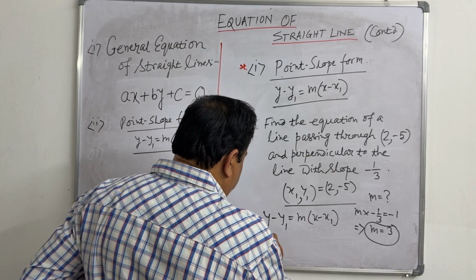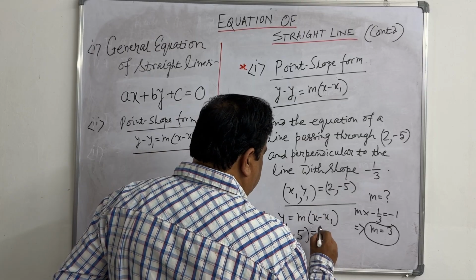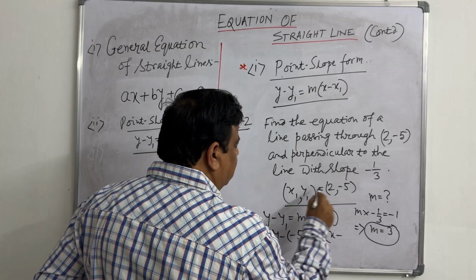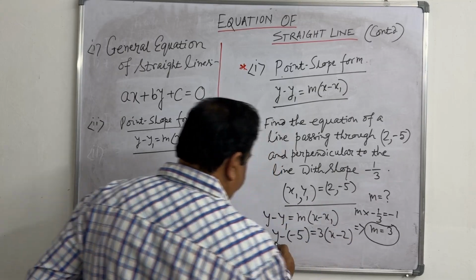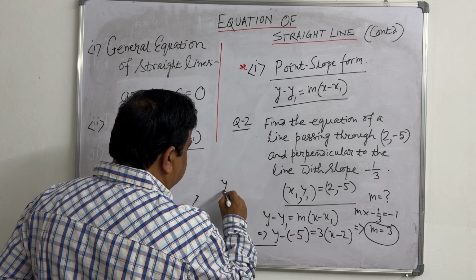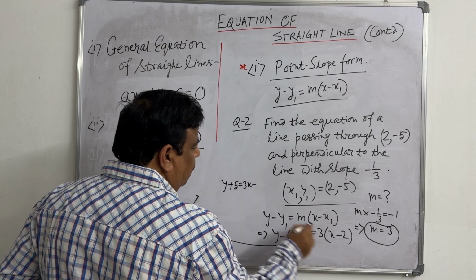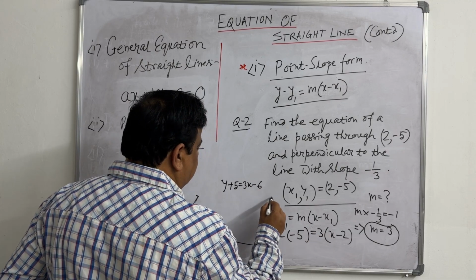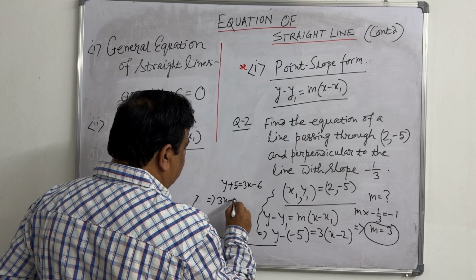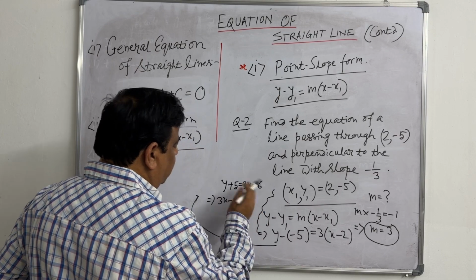Okay. Put the values. y minus, what is y1? That is minus 5, is equal to m. What is m? That is 3 into x minus x1. What is x1? That is 2. Okay. So what are we getting? It's y plus 5 is equal to 3x minus 6. Okay. It implies 3x minus y is equal to 11.